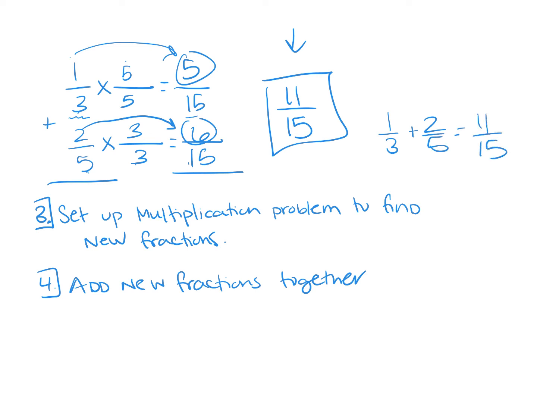Okay? I can't add thirds to fifths. So I first had to make them the same size piece. That piece is a 15th. And then I can add my 15ths together to get my final answer. You're going to do some practice problems, and then you will watch the videos to see if you did it correctly, and if not, you can find out where you messed up.